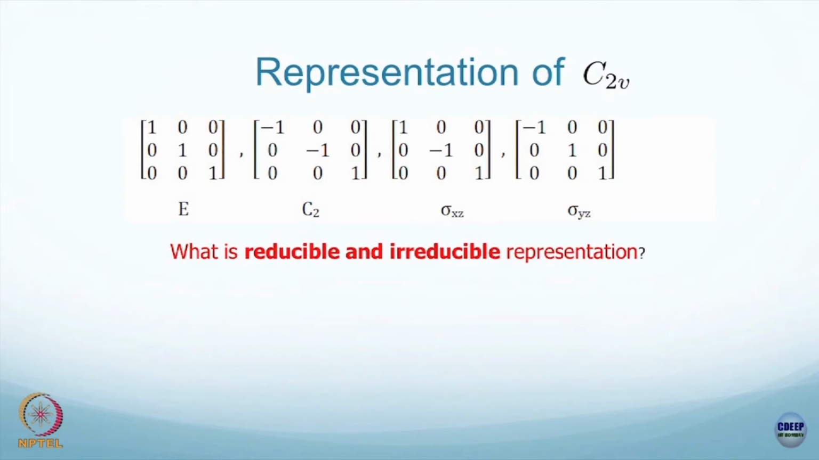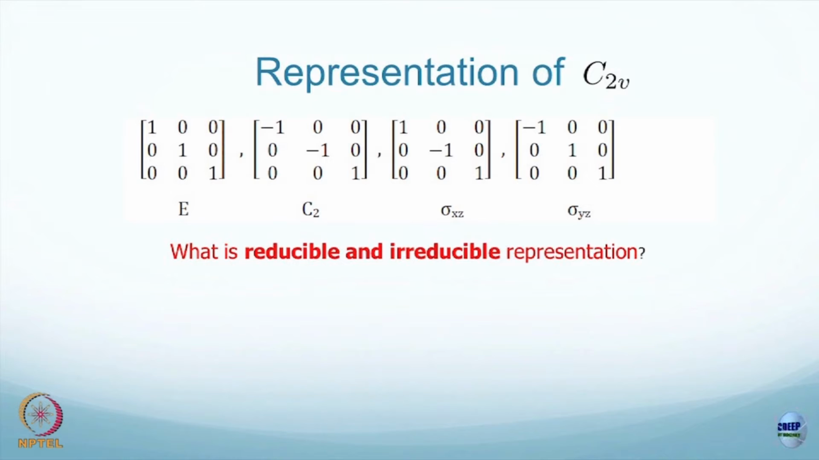which components will not change sign? A mirror in the xz plane will not change the x component or the z component, but the y component will change sign. Clear? And similarly, C2 times sigma v can be written as a mirror in the yz plane; both are equivalent.